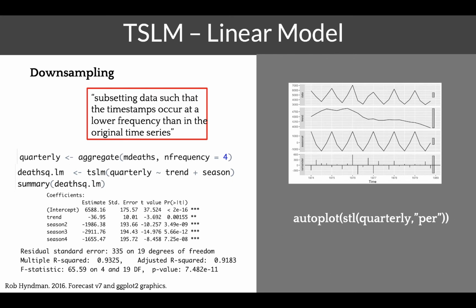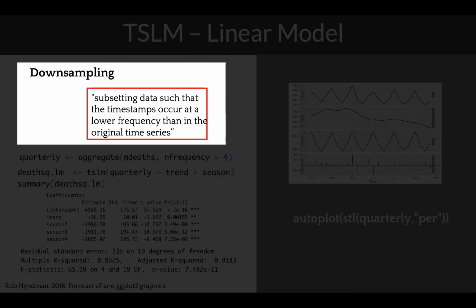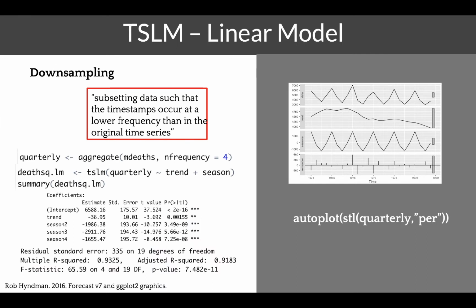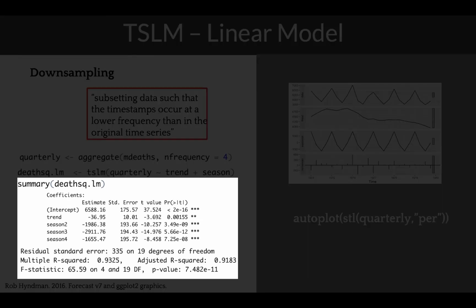If we need to model quarterly data instead of monthly, we will change the sampling frequency of the data. Remember downsampling? We do not change the actual rate, but we change the frequency of timestamps. In this case, we use downsampling. We aggregate our monthly data with frequency equal to 4, which means 4 quarters. After applying TSLM with quarterly data, again using our model with trend and season, we obtain a summary output that is much improved. Look at the R squared, 91%. All coefficients are significant and also negative.